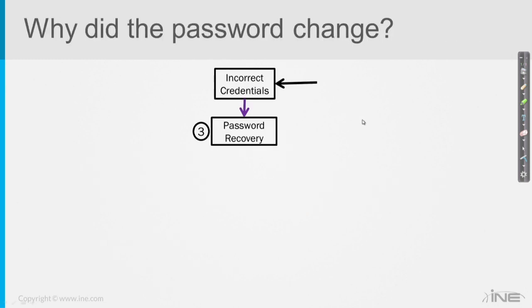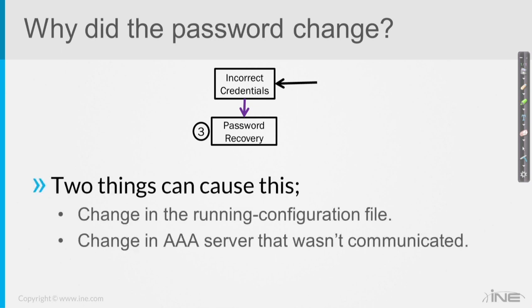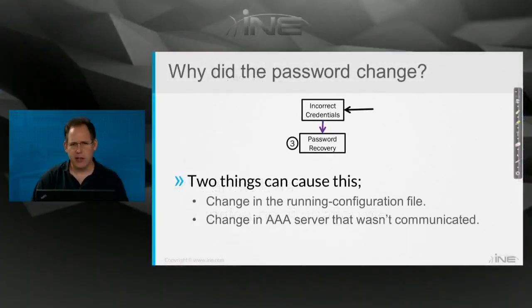Now let's say you can get into it, but it says you're typing in the wrong password. You say, wait a second, I'm in control of this router. I know what the last password was I put on here. How can it be telling me the password is wrong? Well, two basic things could cause this. A change in the running configuration file, and we'll talk about that in just a moment, or a change in the AAA server that wasn't communicated. Now, what's that second bullet point talking about?